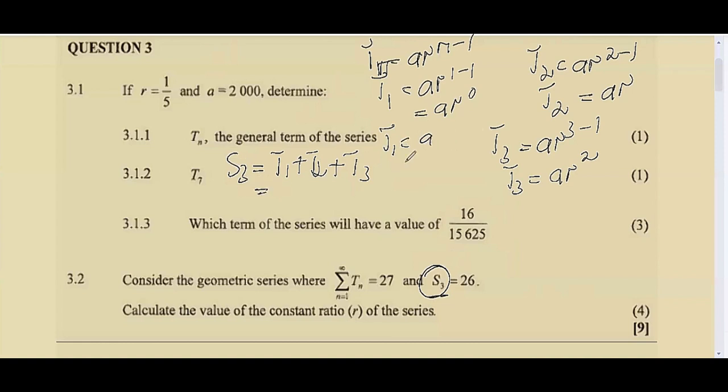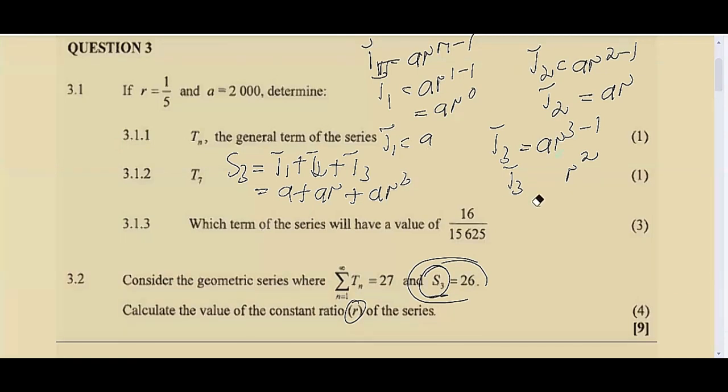So the first 3 terms are represented by A, and then your T2, remember, is AR, and then your T3 is AR squared. So what you need to understand here is that you will need to change all this and write it in mathematical form. So the S3 is just S3, but when you write it like this, you can find the value of A and then afterwards find the value of R. So let's continue with that.